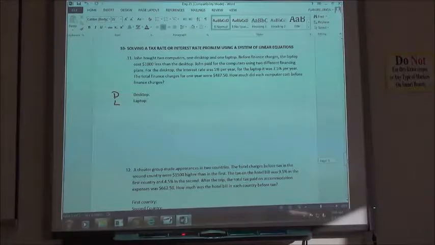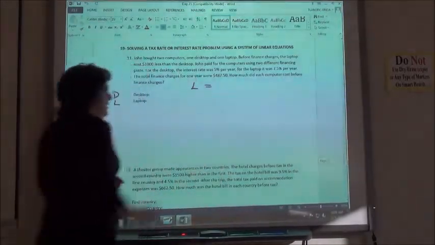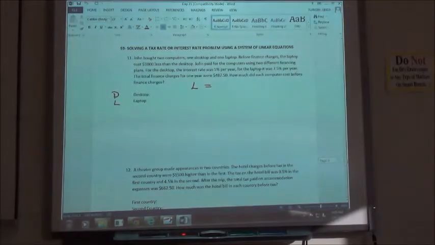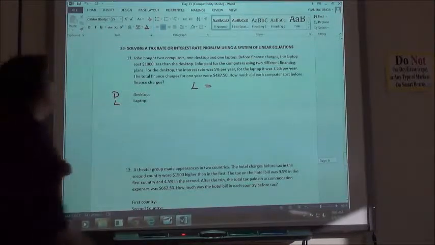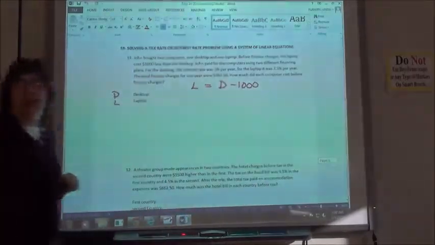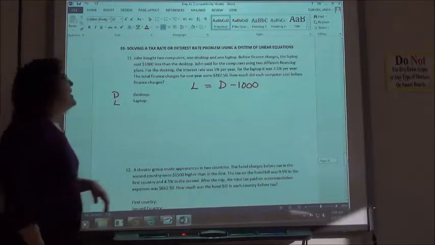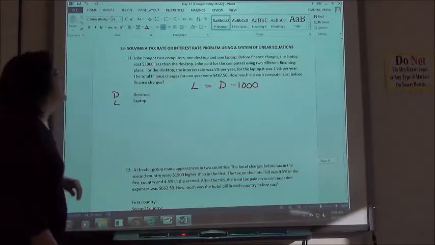When you're translating those sentences, whatever one is mentioned first is the one you're going to set equal to something. The laptop is $1,000 less than the desktop. How do I show $1,000 less than the desktop? I'm going to subtract. I'm going to take the desktop minus the 1,000, right? The minus has to go on the end because the desktop should cost more than what you're going to take away. Then I'm going to write my second equation, which has to do with some percents in there.